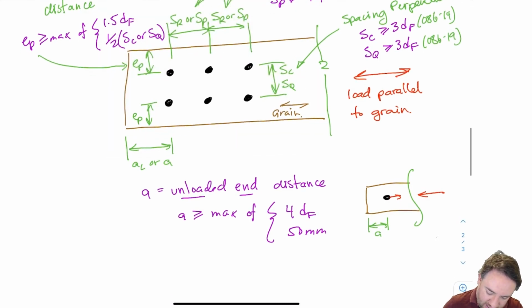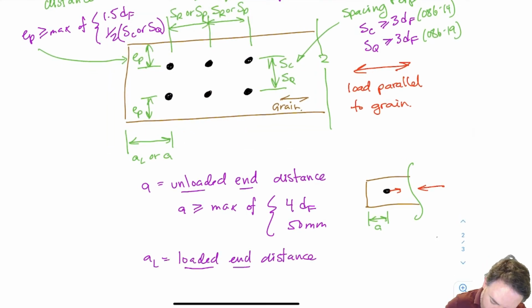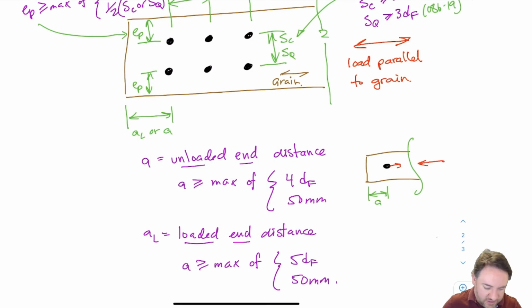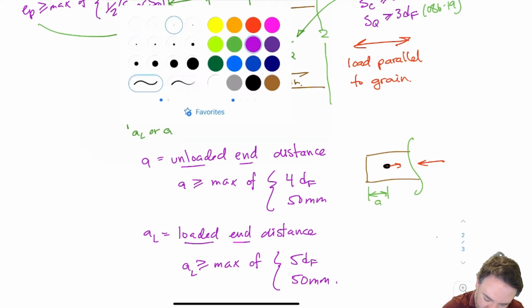Then we have AL, which is our loaded end distance, which has a more stringent requirement of 5 df. So we want to be farther away from the end when we're pulling the bolt towards it, which makes sense. And it's the greater of 5 df or 50 millimeters. So whichever one of those is bigger, that's going to be my requirement for AL. And that looks like this.